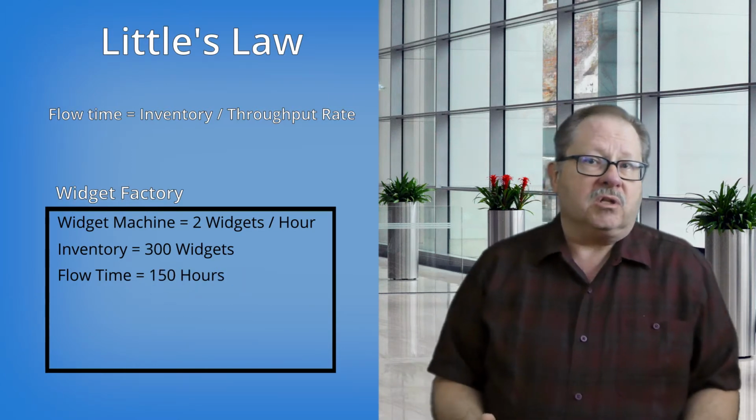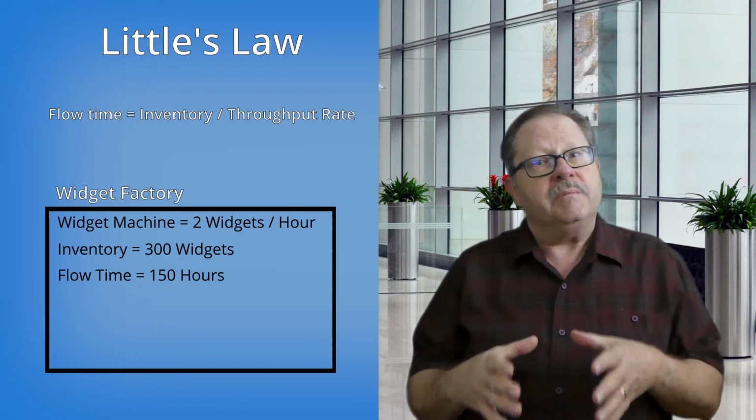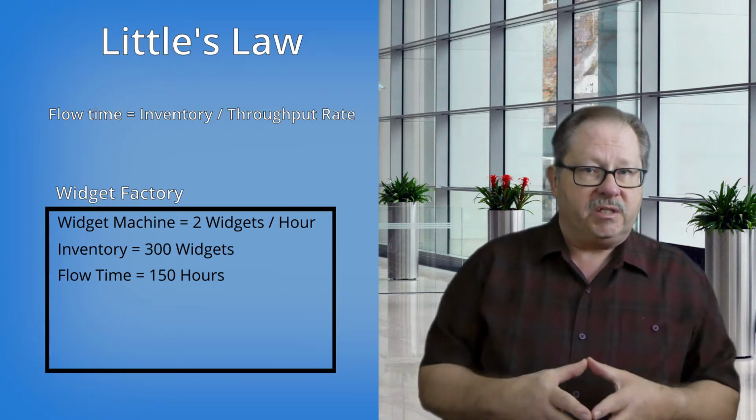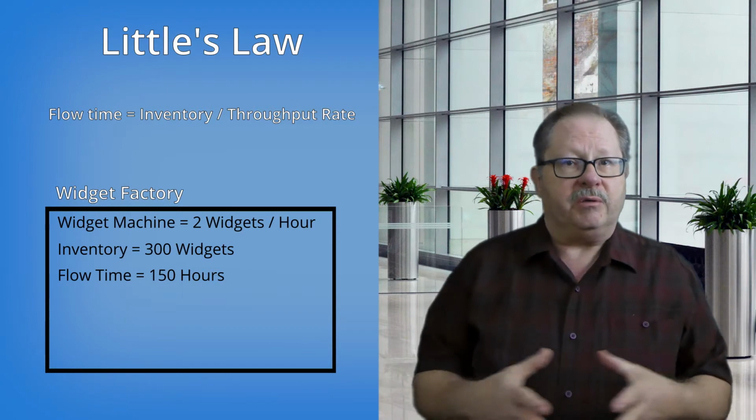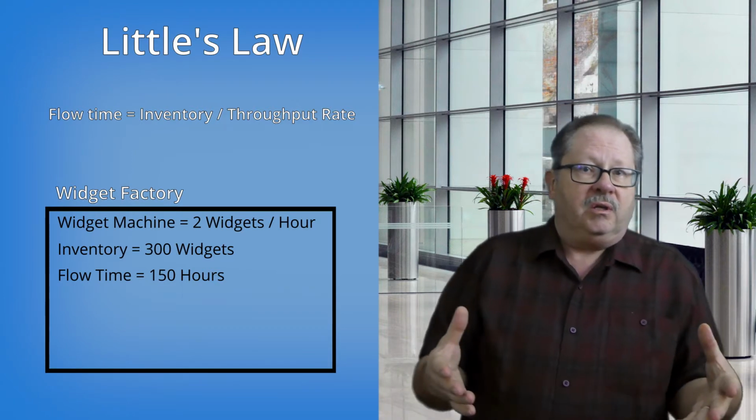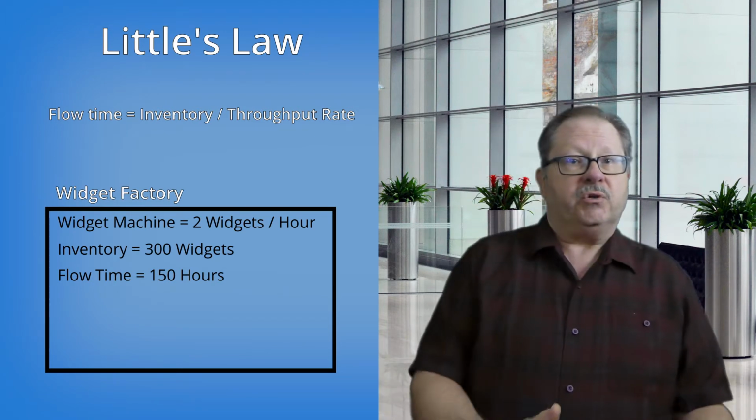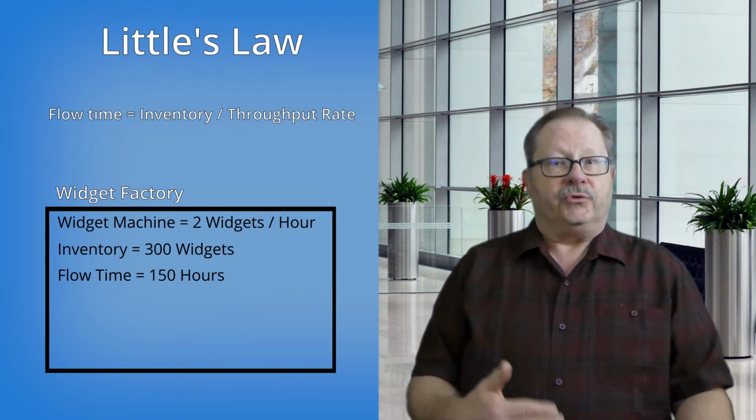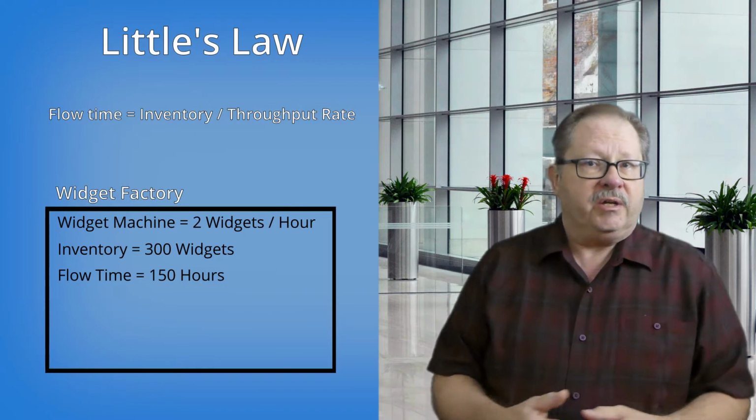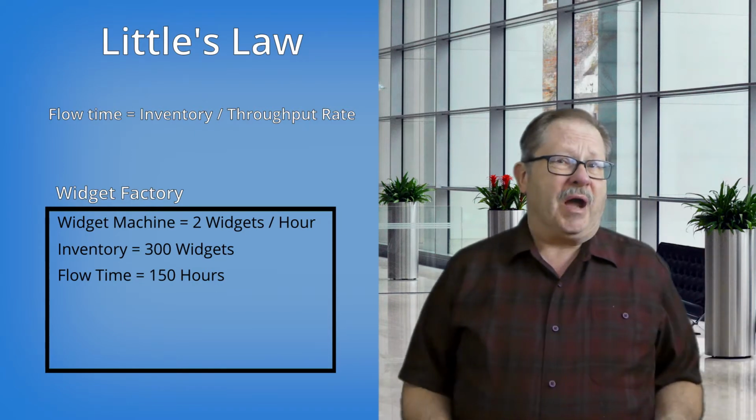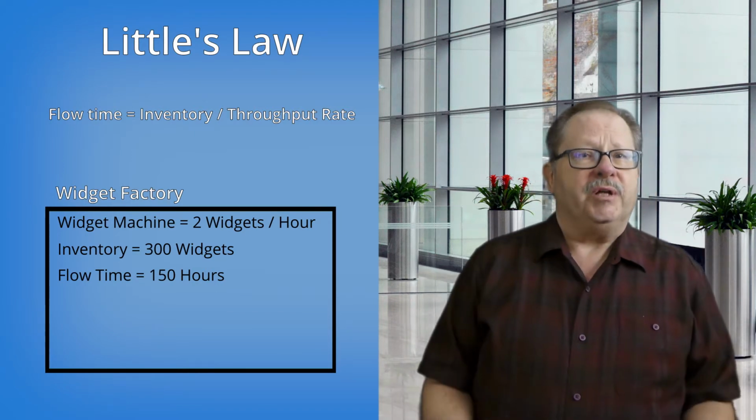What's great about Little's Law is that we can use it to approximate the effects of changing the system. We adjust 2 of the variables and see what happens to the third. We want to reduce the flow time. We can adjust our inventory and throughput. Throughput is the first and most obvious change. Can we produce more than 2 widgets per hour? Well, let's double our production.